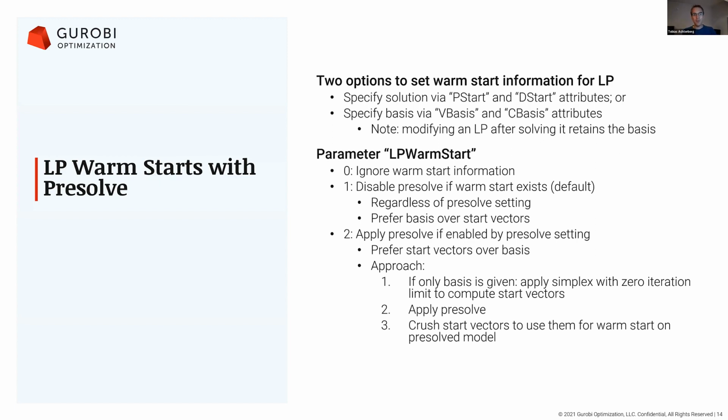On the other hand, you can now set this parameter to 0 and 2. So 0 just means you completely ignore the warm start information. So it would apply pre-solve, just like starting it from scratch. So of course, you could already do that by discarding the PStart, DStart, and VBasis, CBasis attributes. Now you can set this parameter to 0, which is a bit more convenient for you. But the actual new thing here is this setting of 2. So that will apply pre-solve and then try to still benefit from these start vectors.